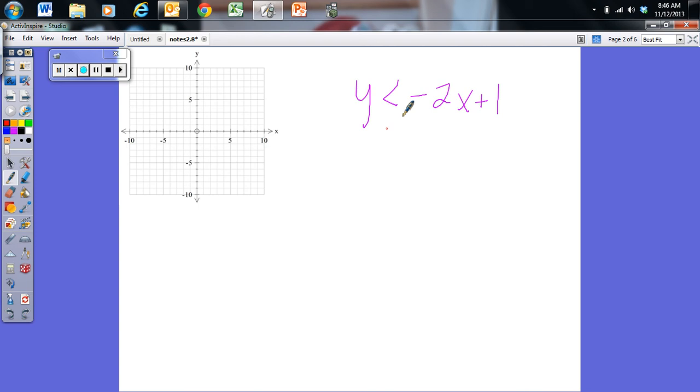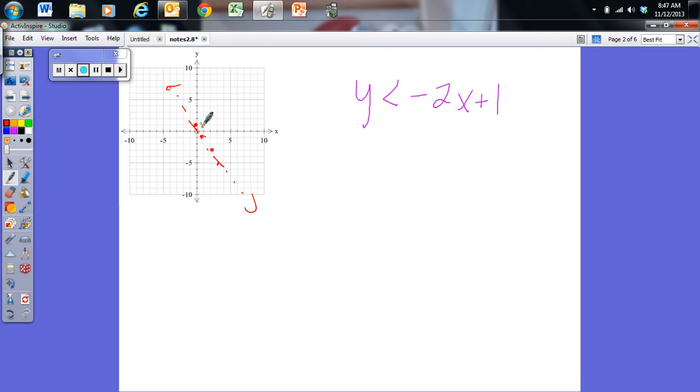Let's try another one. This time we just have a less than. It's not less than or equal to, it's just less than. That means we're going to use a dotted line. It's the same exact line we just talked about. We're going to start at 1, down 2 over 1. But this time we're going to use a dotted line, because the points on the line are not solutions to this inequality. So we have to use a dotted line.